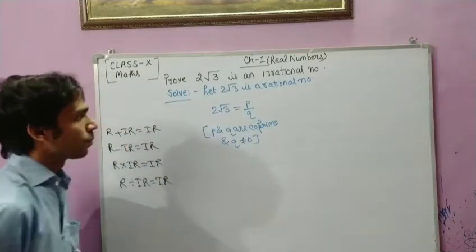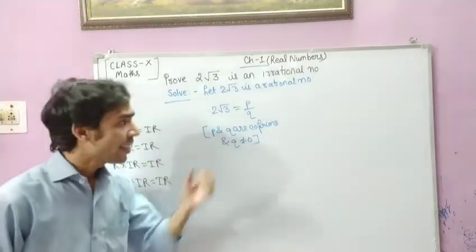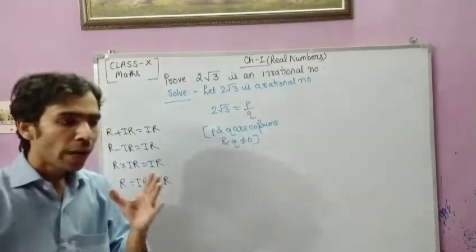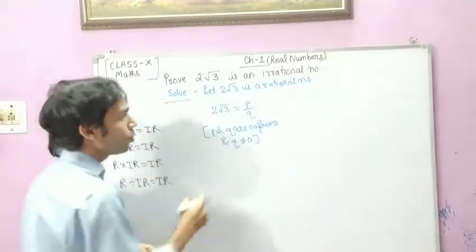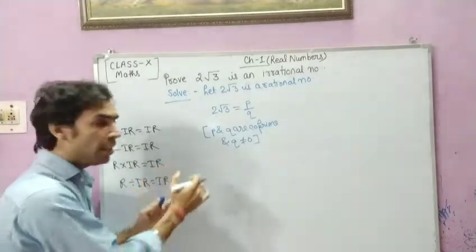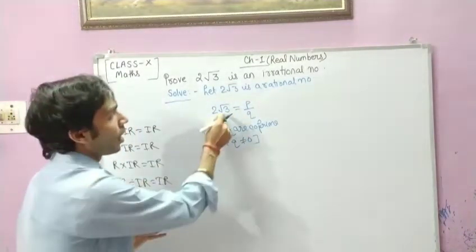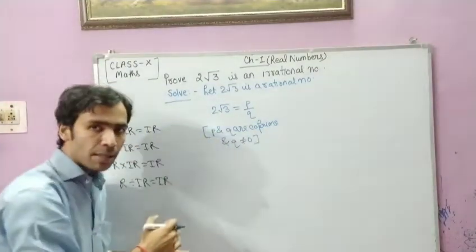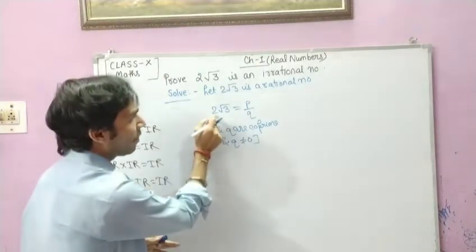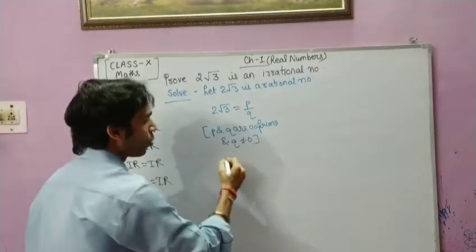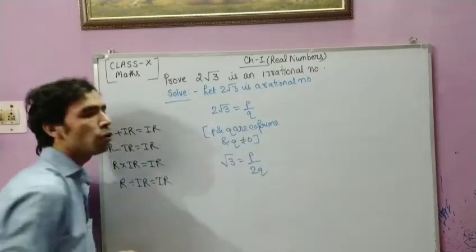Now see, 2 is rational and root 3 is irrational. I already told you what to do in this type of question: you have to make one side irrational and the other side rational. So I will keep root 3 on the LHS, where it is, and transfer the 2 to the other side. When I divide by 2 on this side, we get root 3 equal to p upon 2q.